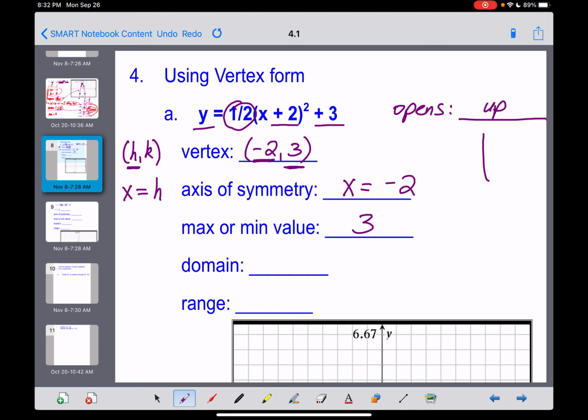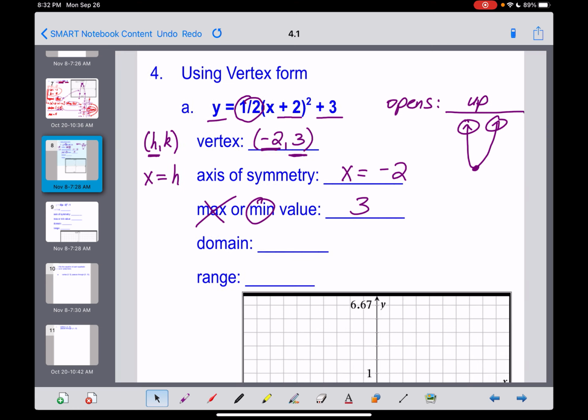And a parabola that opens upward like this does not have a maximum value. It keeps getting higher on both sides, but it does have a minimum value. So I'll go ahead and make clear we have a minimum value of 3. Now, I'm not going to ask you guys too much about domain and range. I'll come back to that after I come up with this graph.